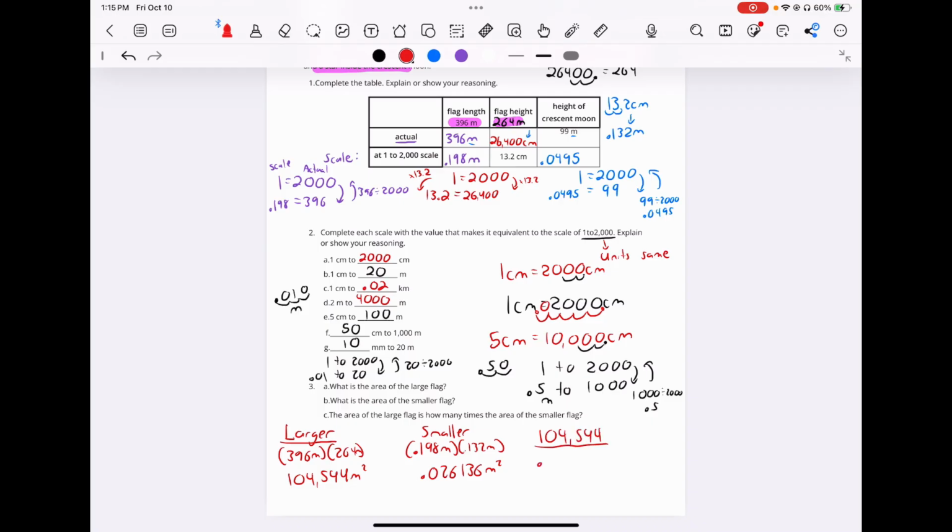And if we want to know how many times larger the larger one is, I can do 104,544 divided by 0.026136. And when I divide those numbers, I am left with 400,000. So it is 400,000 times larger, which makes sense because my scale was 1 to 2,000. And since area is in squared units, I would have to take this 2,000 and square it, and that gives me 400,000.